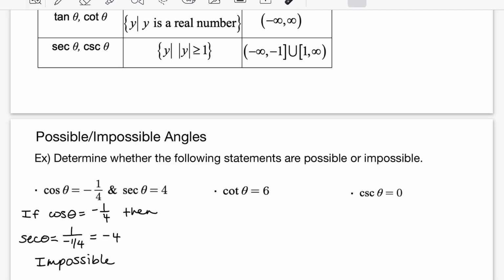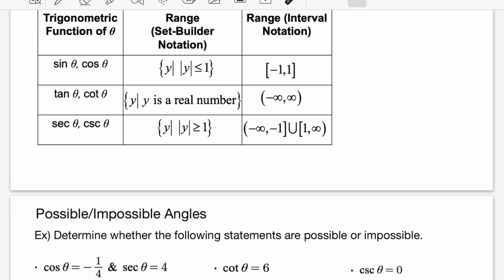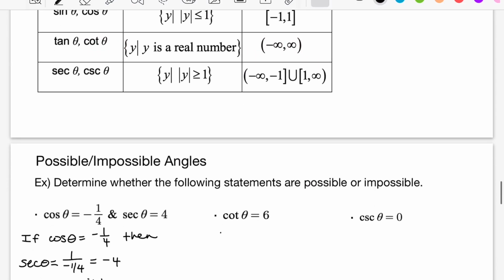Similarly, we want to look at cotangent of theta. We want to see if it's possible for this to be equal to 6. Going back to this chart here, we know that the output values for our cotangent function are going to be all real numbers. So this statement is going to be possible. And again, that's because our range is going to be all real numbers.